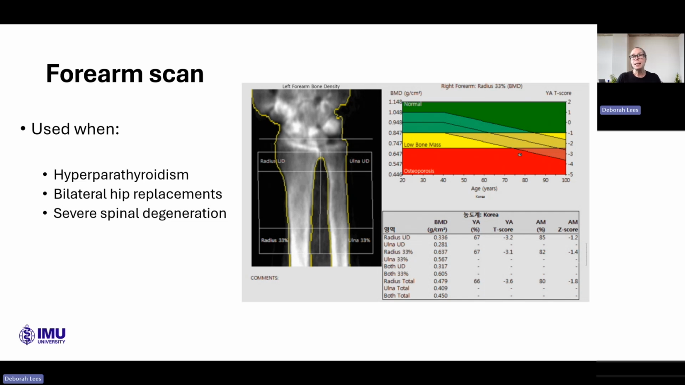The principle is exactly the same. So you're just going to see a different piece of anatomy on your scout view, but the interpretation is going to be the same. So you're still going to get your dot on your colored graph in terms of where the person's falling. And then you're going to look at your table.